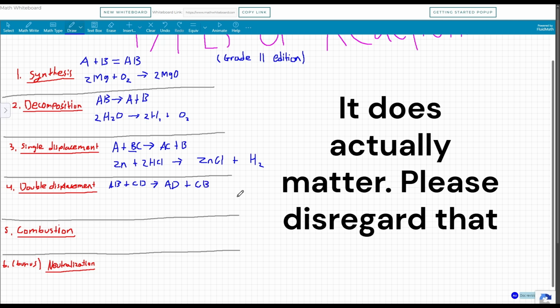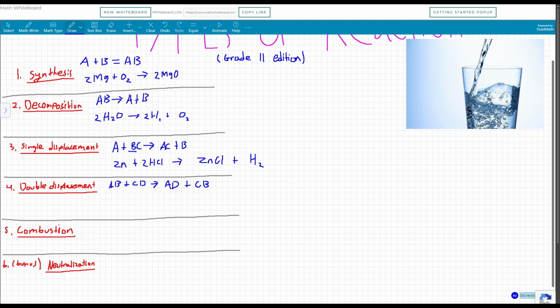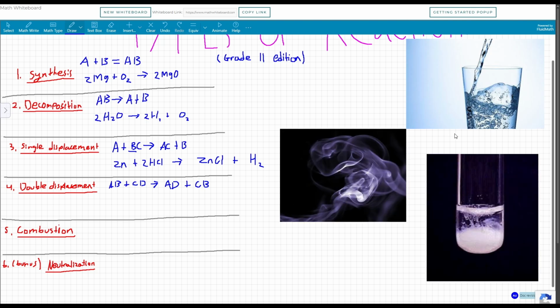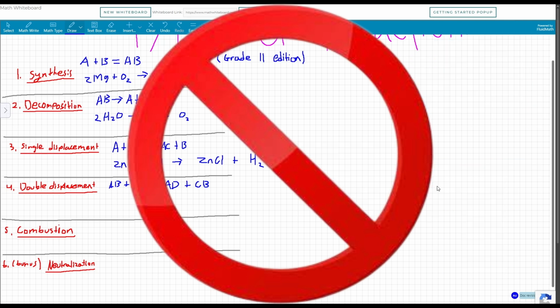So how would this reaction occur? A double displacement reaction only occurs if it produces water, gas, or a precipitate in an aqueous solution. If not, then the double displacement reaction will not occur. So here's an example of when it will occur.